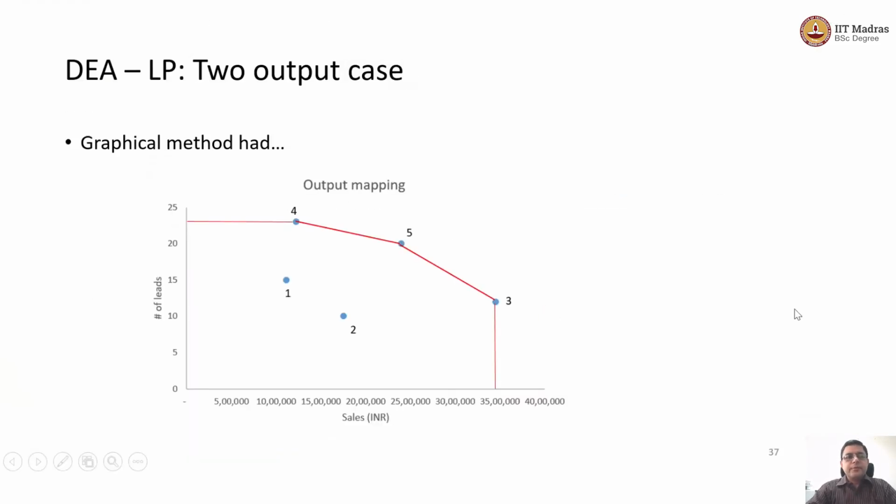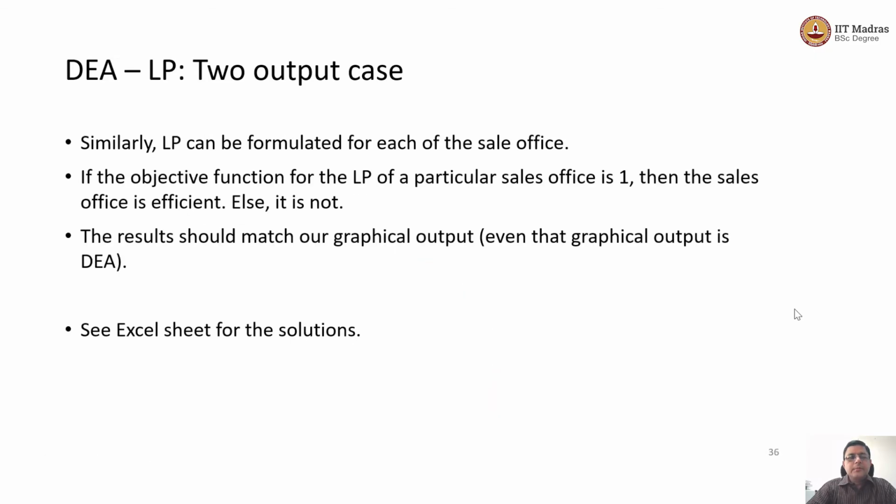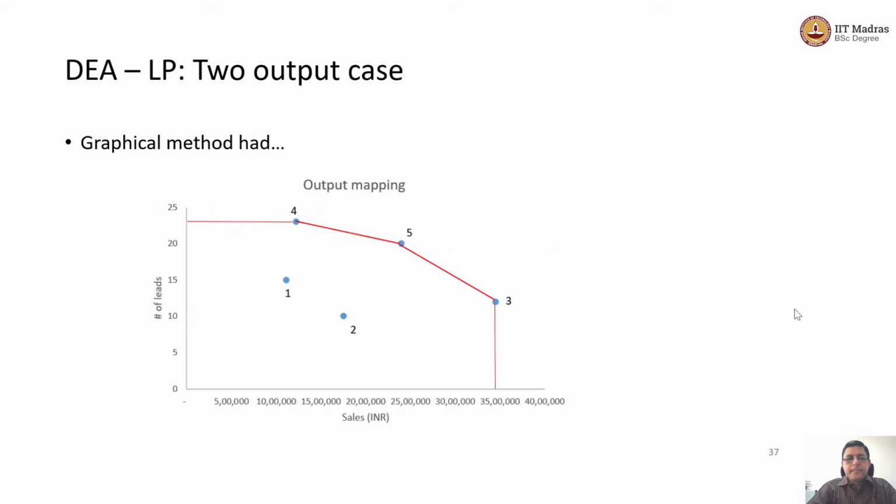This was our graphical output, right? So, yeah, and obviously whatever we do in Excel LP should match the graphical output, because in fact the graphical output came from DEA. So this was our efficiency envelope. The efficiency envelope was on the outer side because we are mapping the outputs. So the more the better. You want more sales, you want more leads. So the efficiency frontier is going to be drawn outwards, not inwards.